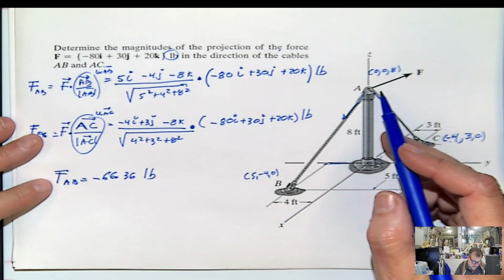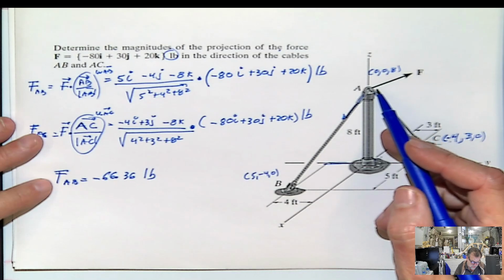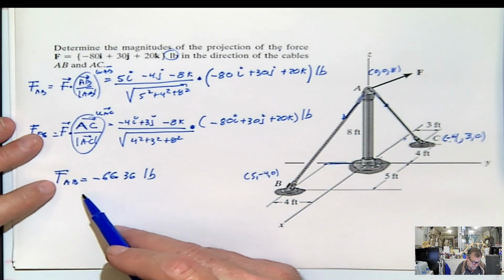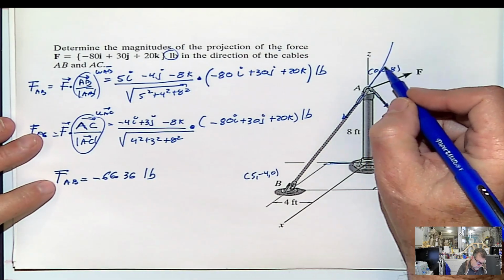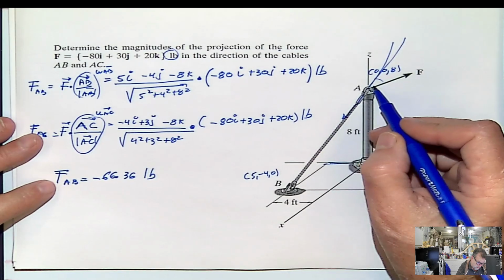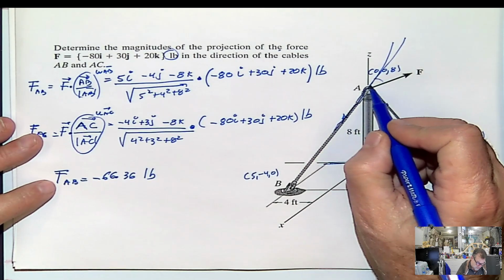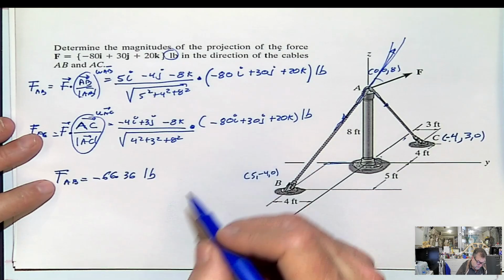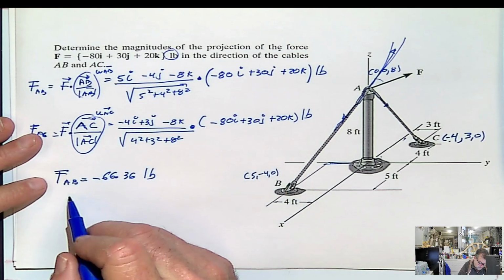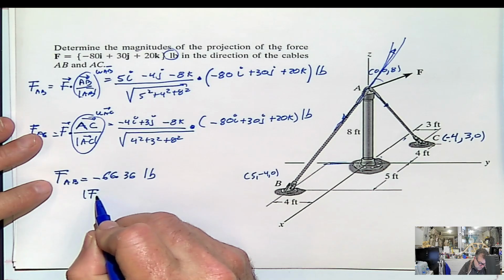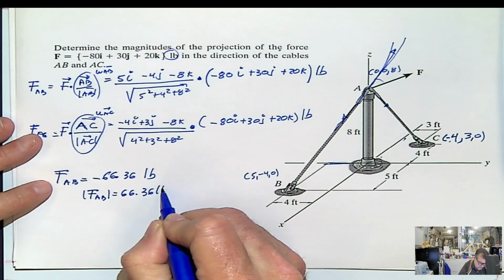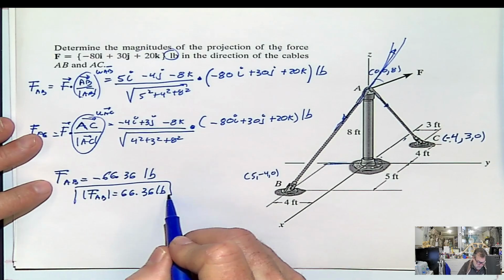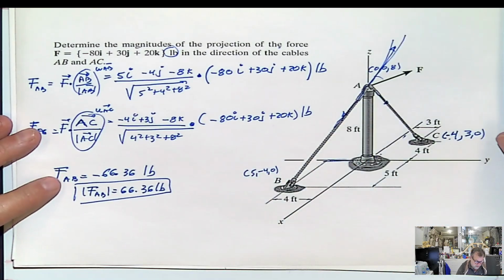The negative means that this force is going to be acting opposite to this direction. So it's going to be acting in that way. But anyway, the problem is asking you for magnitude, right? So the magnitude of the projection will be 66.36 pounds. That's the first one. Now for the second one, I'm going to do the same thing.